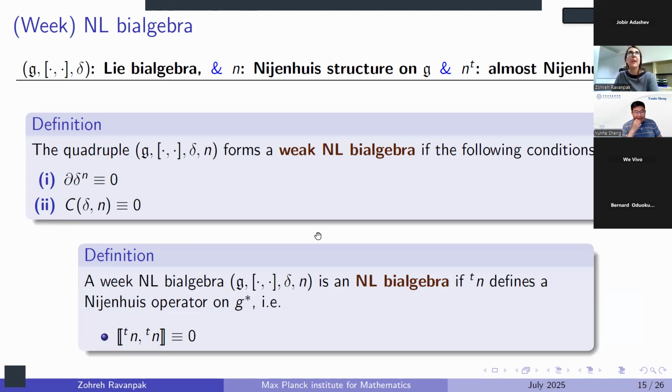We say that if we have a Lie bialgebra and a Nijenhuis structure such that the transpose is almost Nijenhuis, then we have a weak NL bialgebra if the following condition holds. This resembles a compatibility condition in the PM structures. In case N transpose is torsion-free, we call it an NL bialgebra. So this is the definition. Any question up to now?